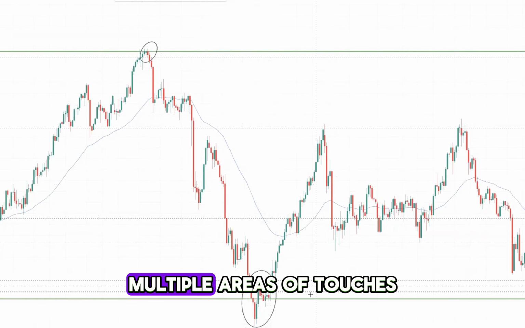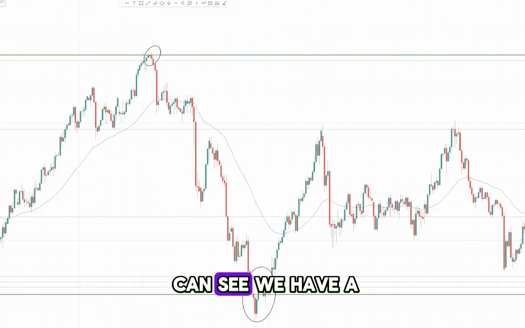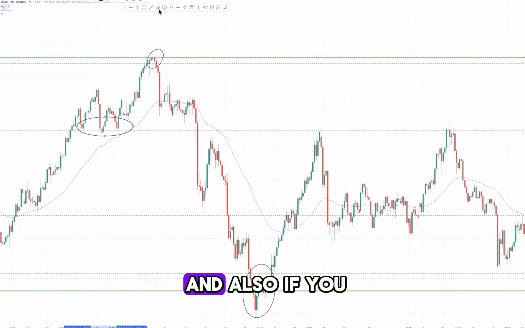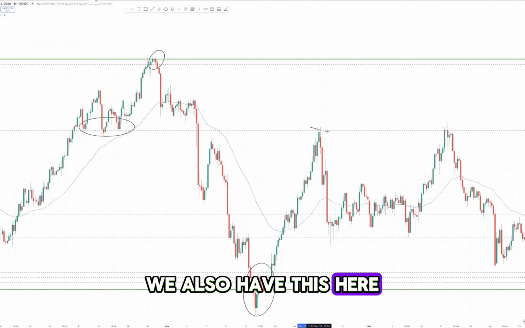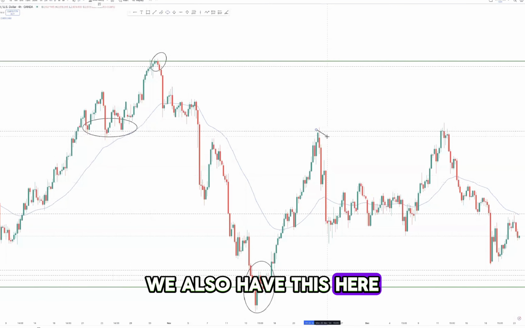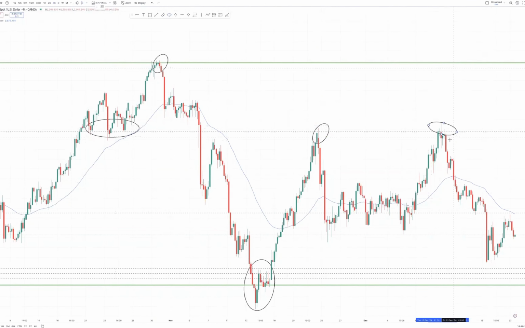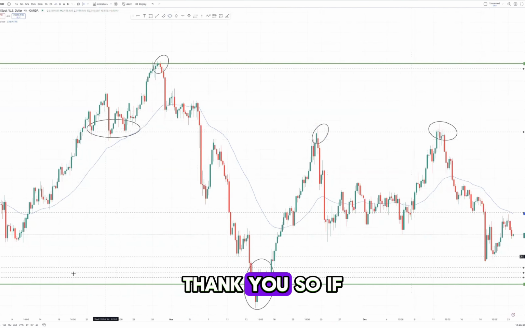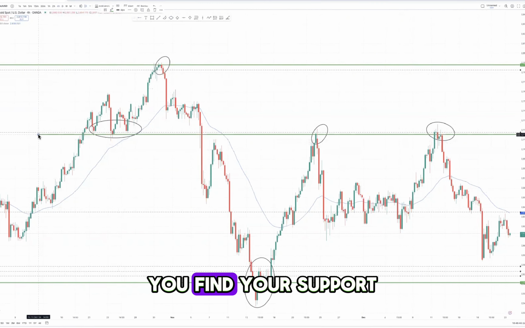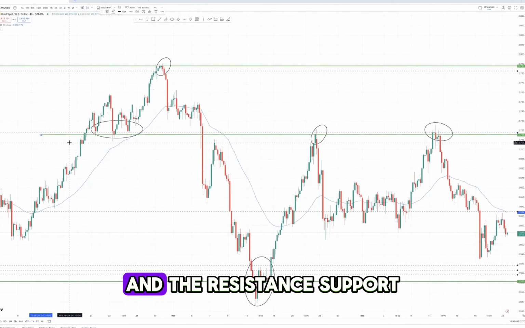And also, I said multiple areas of touches can also be identified as either a resistance or a support area. And you can see we have a lot of multiple rejections here, which is the touches. And also, if you look closely, we also have this here. We also have this here. So if you can see that, you can map it out together, joining it together, you'll find your support and resistance area. So like I said, I'm talking about the support turn resistance and the resistance turn support.